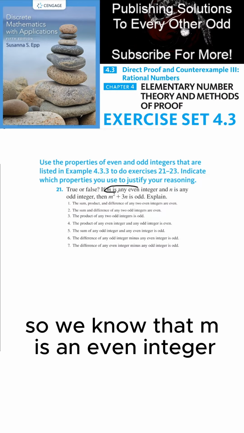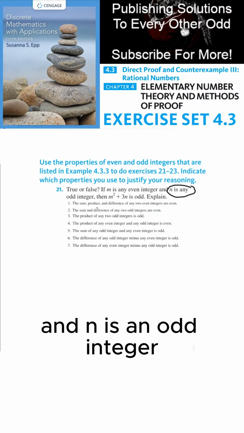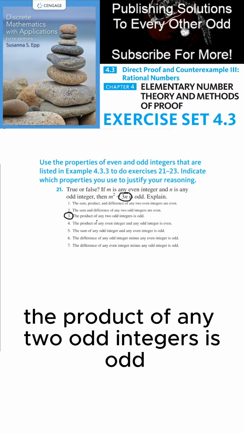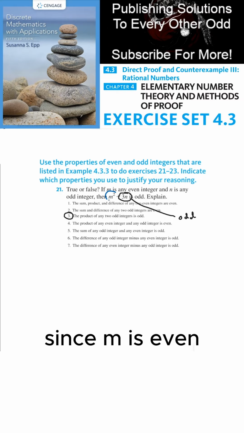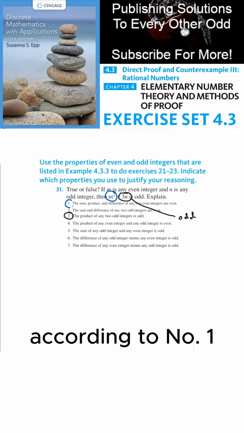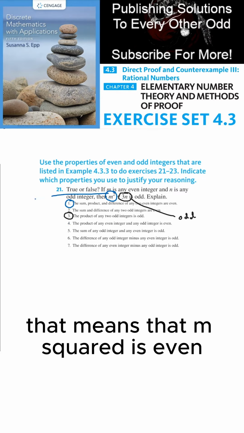So we know that m is an even integer and n is an odd integer. So 3n is an odd integer times an odd integer. According to number 3, the product of any two odd integers is odd would mean that this is odd. Since m is even, then m squared is the product of two even integers. According to number 1, that means that m squared is even.